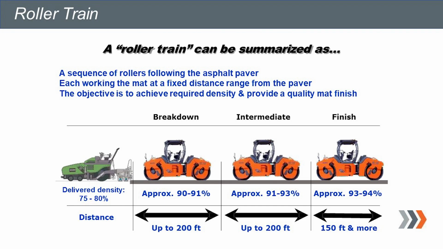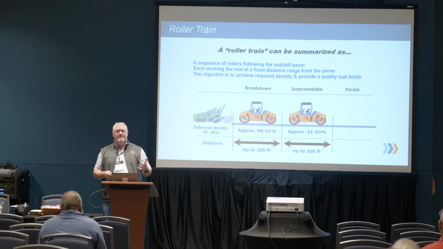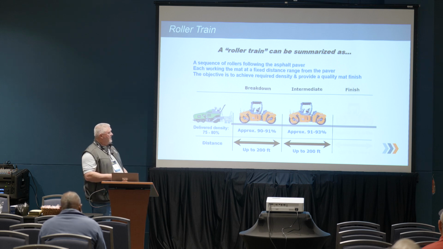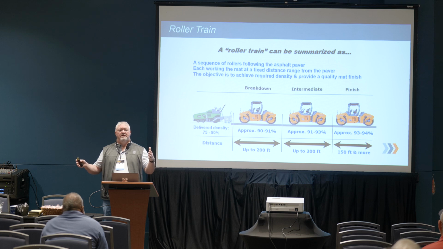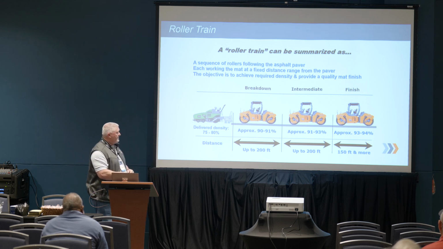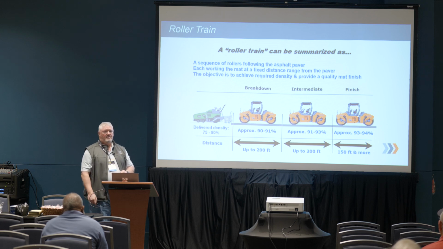Roller trains. A roller train is basically anything that follows a paver. It could be one roller, could be 3 rollers, could be 10 rollers. It doesn't matter. This example I'm going to spend a little time on. It's an example where, in most cases, the design is 92 to 96% is what I'm looking for in the field. I'm going to first start with this machine right here, the screed.